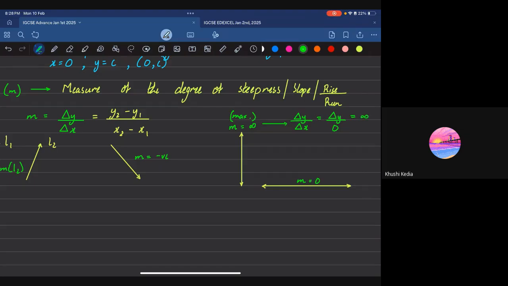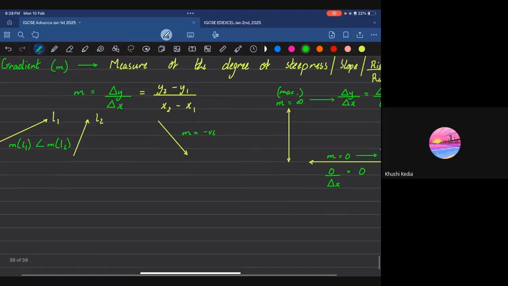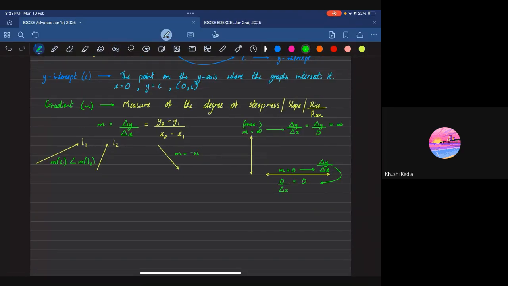And why is the gradient equal to 0 over here? Now let's see. This is what the gradient is equal to. The only thing is that there is no change in y now. There is only horizontal displacement. So it is going to be 0 over delta x. And if 0 is divided by anything, the answer is 0. Is this clear, guys? Anyone who does not understand this, let me know.